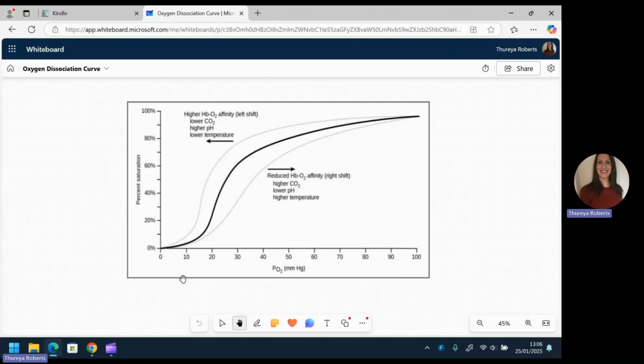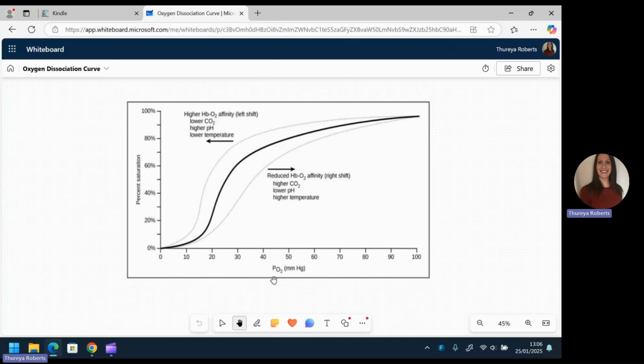Today we're going to be talking about the oxygen dissociation curve. The oxygen dissociation curve is a graph that we look at when we're thinking about how haemoglobin, which is found in red blood cells, carries oxygen around the body. The graph has a sigmoid shape, which we call a sigmoid curve, which overall looks like an S shape, which you can see here. The x-axis shows the PO2, which stands for the partial pressure of oxygen.